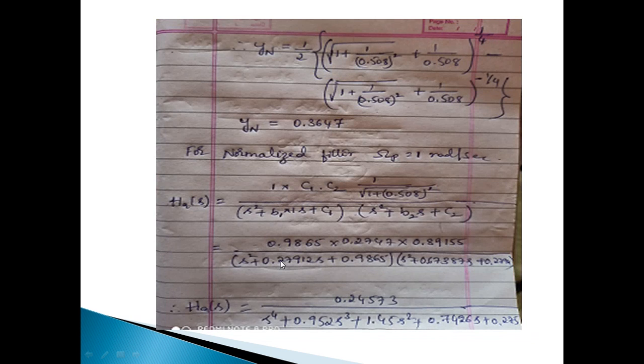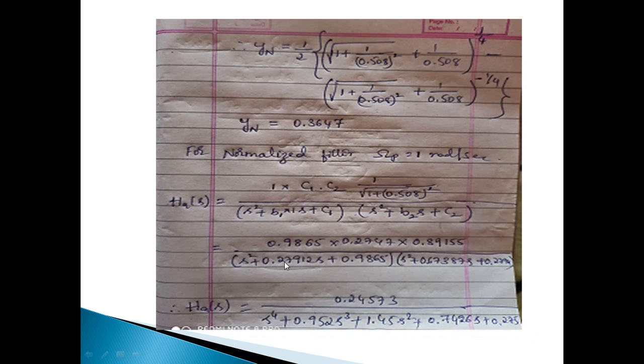C1 is yn square, that is 0.3647 whole square, plus cos square pi by 8. It is in the form of cos square theta, which can be taken as (cos 2 theta plus 1) divided by 2, because we can't find cos square theta directly, so for that you need to use a trigonometric formula. Next, substitute the values. We'll get C1 as 0.9865 and C2 as 0.27947. Substitute all those values in the transfer function.